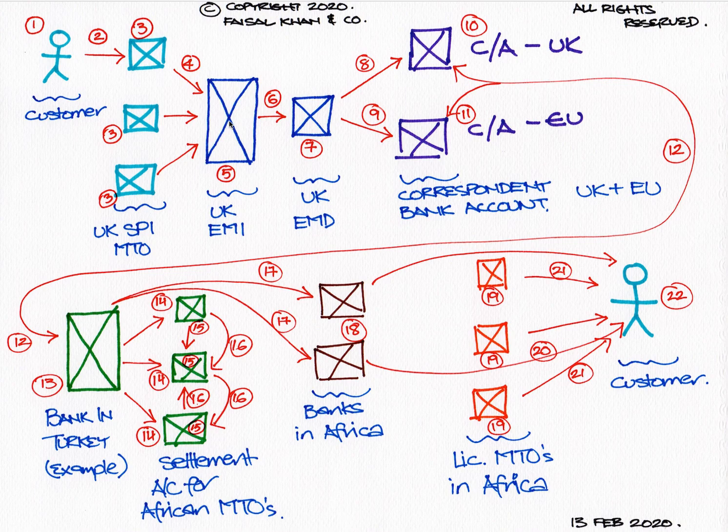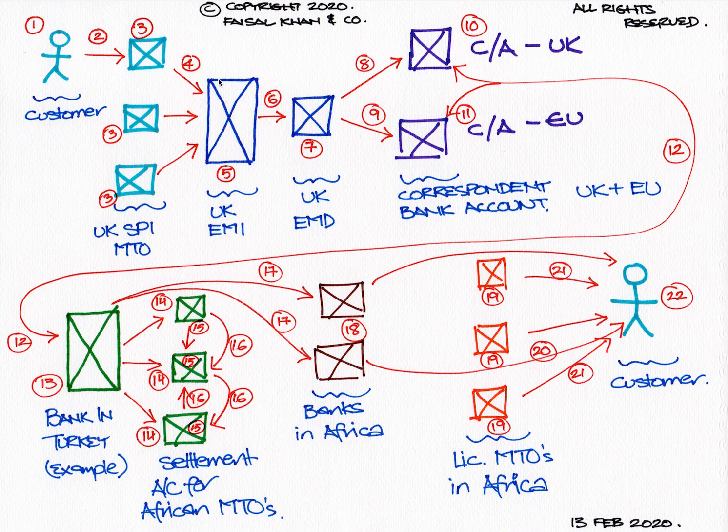The UK EMI would then basically be working with the UK EMD. EMD stands for Electronic Money Distributor, basically an authorized delegate or an agent of the UK EMI. The money collected over here would come to the UK EMI in their IBANs, which basically comes to the IBAN of the UK EMD, and from there it has the possibility of going into a couple of places. It can go to a correspondent account in the UK, or it can go to a correspondent account in the EU. Correspondent account to whom? Correspondent account to the Turkish bank.